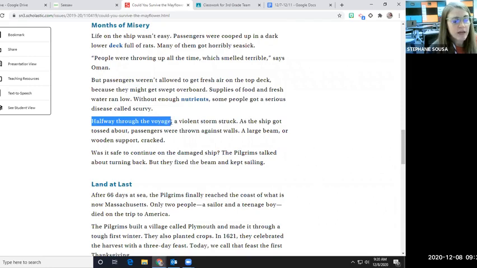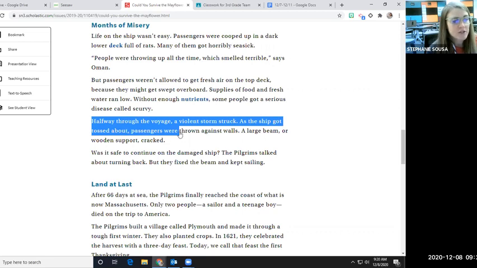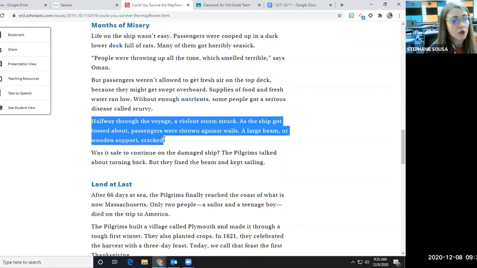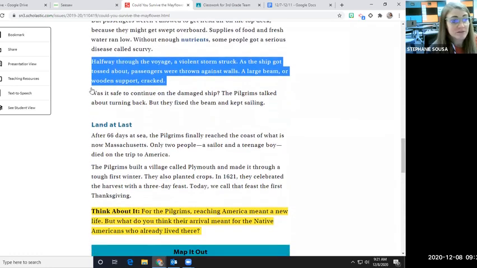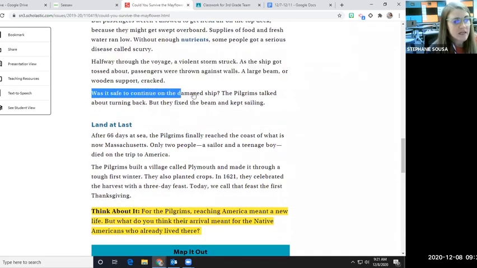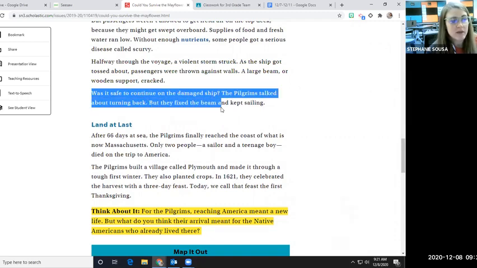Halfway through the voyage, a violent storm struck. As the ship got tossed about, passengers were thrown against walls. A large beam or wooden support cracked. So now there's cracks in the boat. Was it safe to continue on the damaged ship? The Pilgrims talked about turning back, but they fixed the beam and kept sailing.